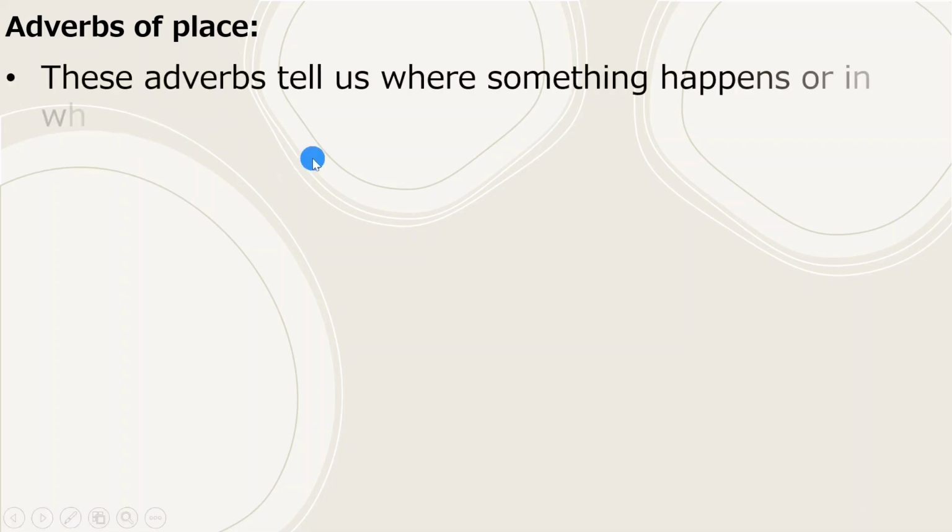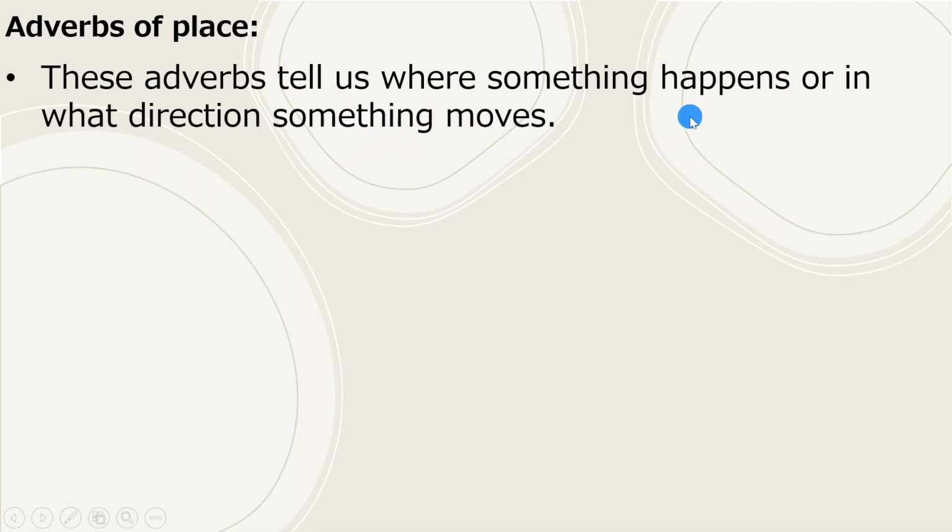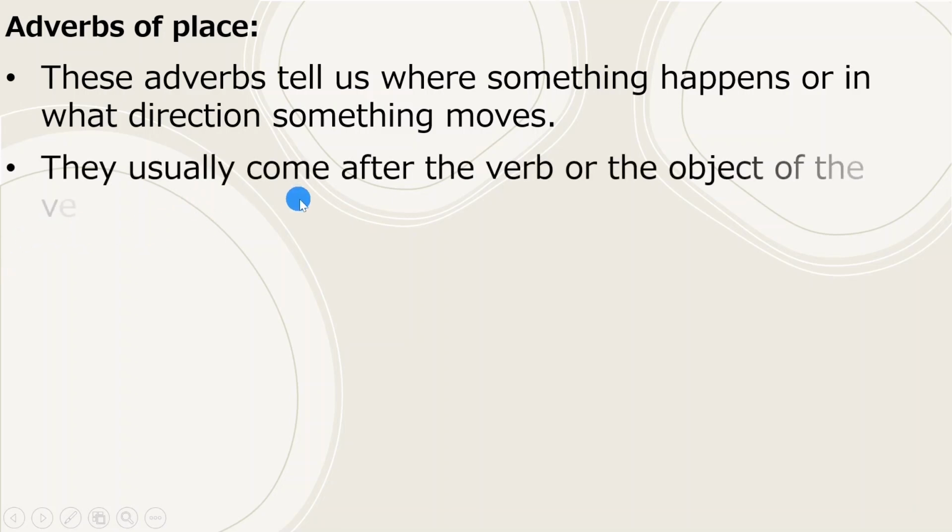Okay. So next, we look at adverbs of place. Adverbs of place. So what are adverbs of place, or what do they do? We are saying these adverbs tell us where something happens or in what direction something moves. Okay. So these adverbs of place will tell us where something happens or in what direction something moves. Okay. So they usually come after the verb or the object of the verb.